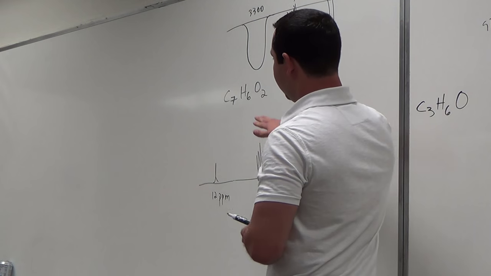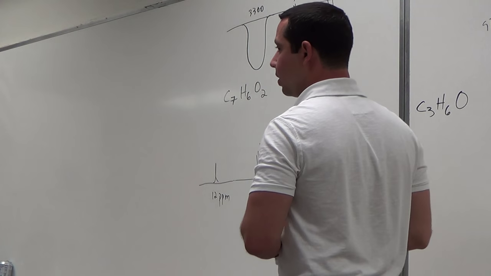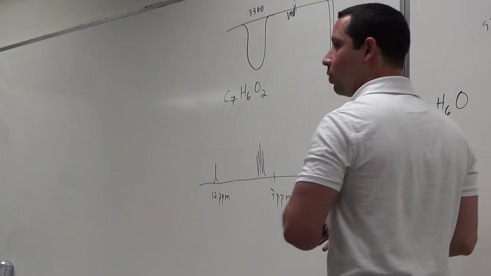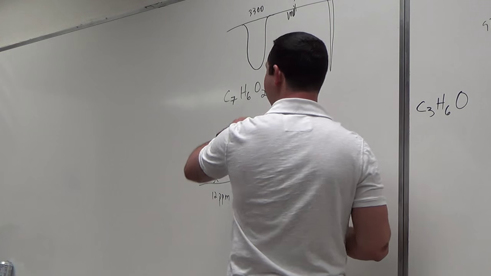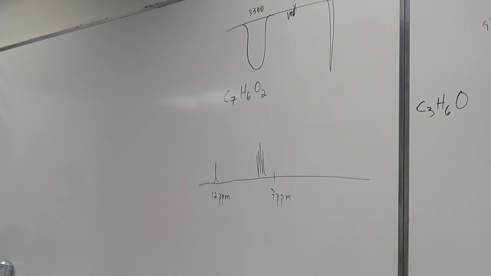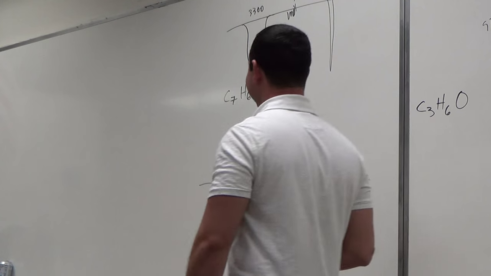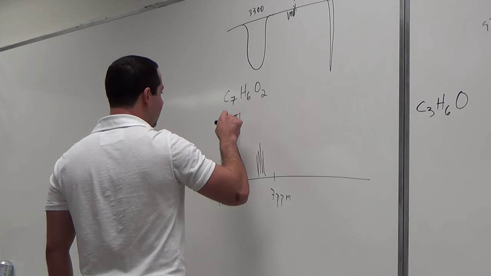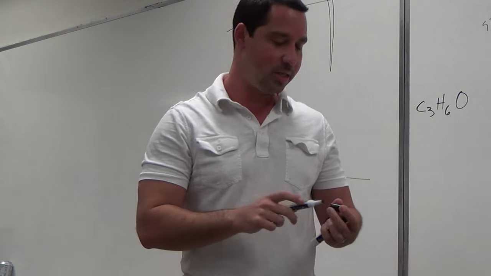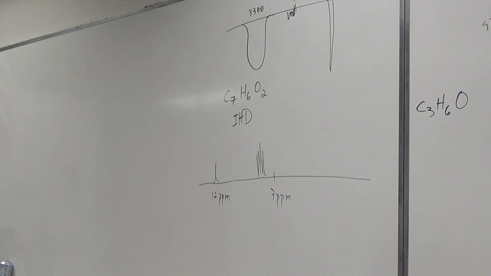I give you this. This makes things a little bit simpler. What I want you to do for this one is calculate the index of hydrogen deficiency first. That was last semester. I want you to calculate the IHD. Because the IHD will tell you what? Combination of double bonds and rings.